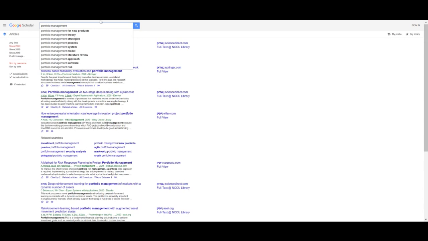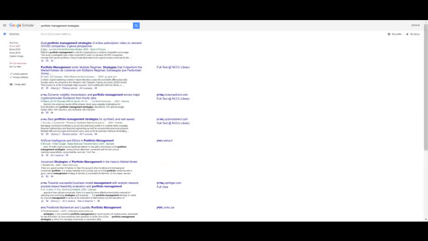Probably strategies or process. Strategies. Okay, very good. And now you can go up and click on the strategies, and then it gives you some of the research studies that have been done in that. So they say project management under multiple regimes, strategies that outperform the market.